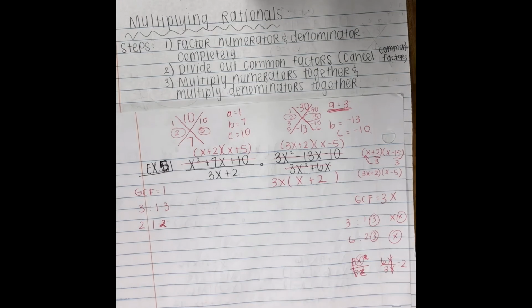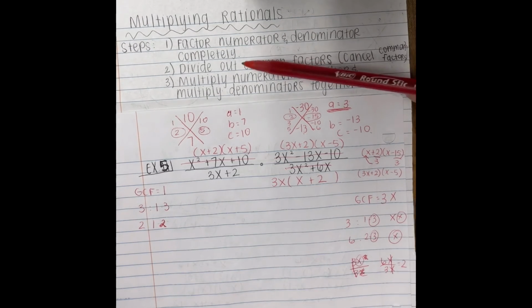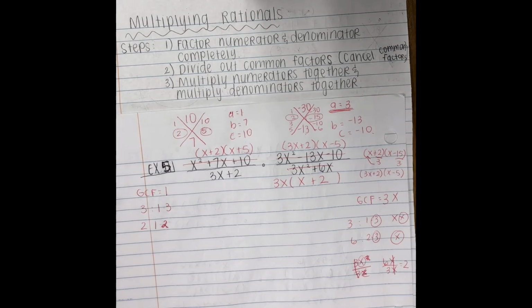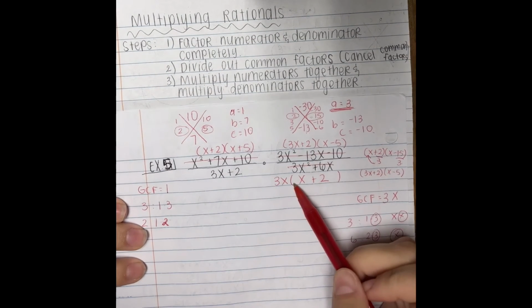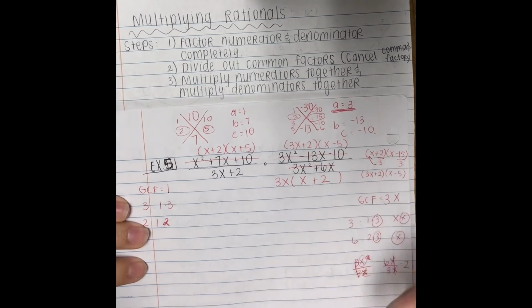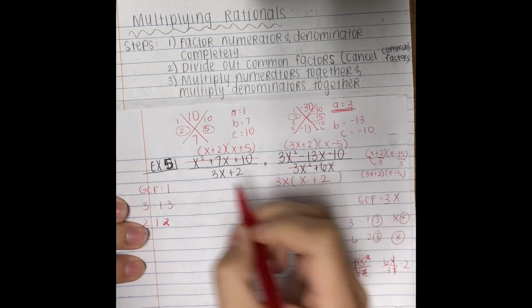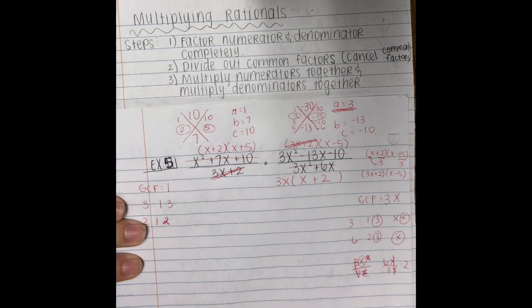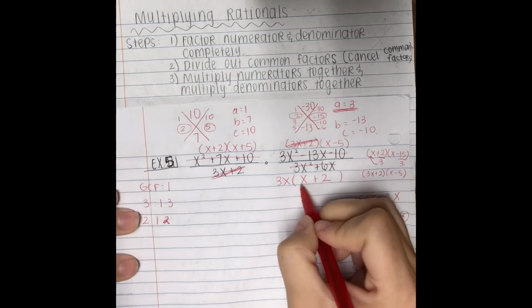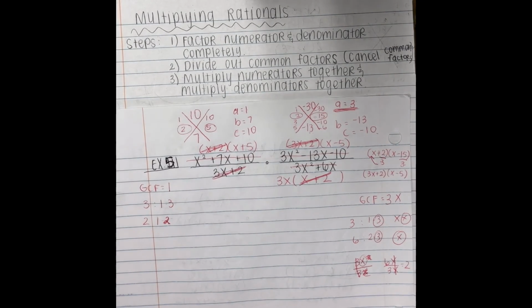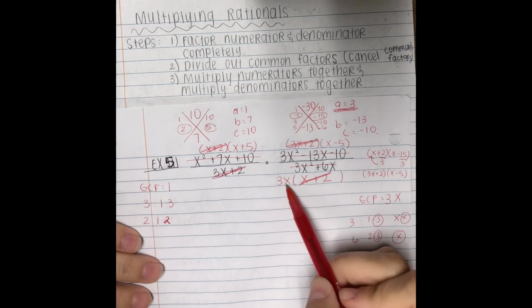So now we want to divide out common factors or cancel out the common factors. Okay, so 3x plus 2 does not cancel out with an x plus 2. Okay, you'd have to cancel out that whole thing. Like here, I have a 3x plus 2 and a 3x plus 2. So I can cancel those out. Okay, here I have an x plus 2 and an x plus 2, so I can cancel those out. All that's left on the bottom is a 3x.